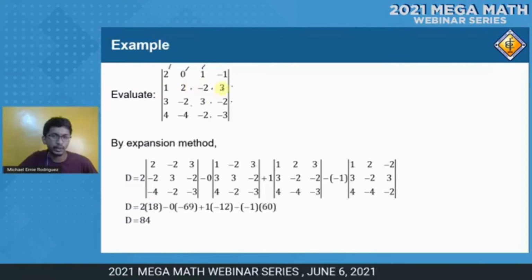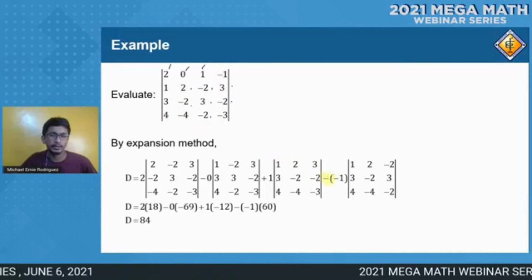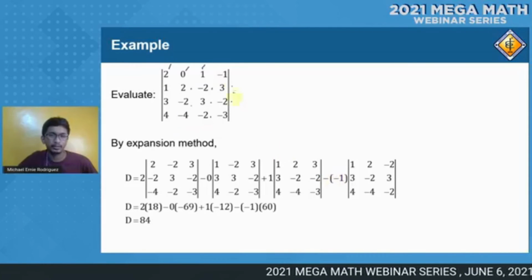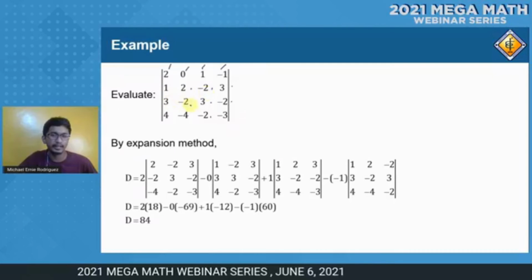So, we have 1, 2, 3, okay? 3, negative 2, negative 2, and 4, negative 4, negative 3. So, same na rin dito sa kasunod, negative. So, we have negative 1. So, we have, ito na, 1, 2, negative 2, 3, negative 2, 3, 4, negative 4, negative 2.